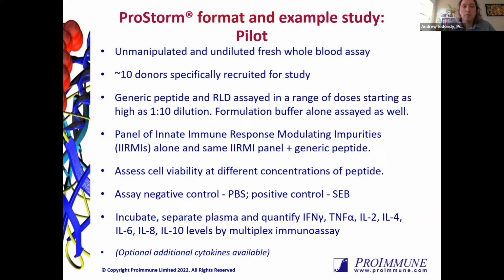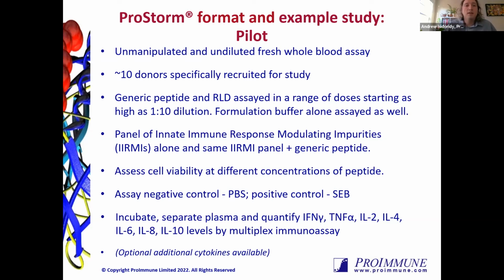Typically for the pilot, we would do that over a series of high concentrations in order to try and determine the highest concentration that's not affecting cell viability. Then we would allow those to incubate for 24 hours, at which point we would separate the plasma and do an immunoassay to quantify a whole panel of different cytokines. That's listed out here. We can also incorporate additional cytokines if you think your peptide might be specifically eliciting a response from something else.